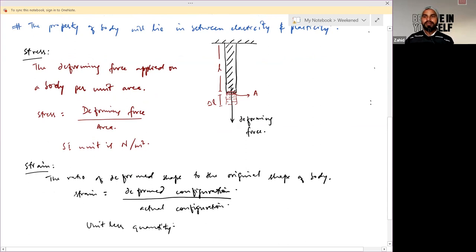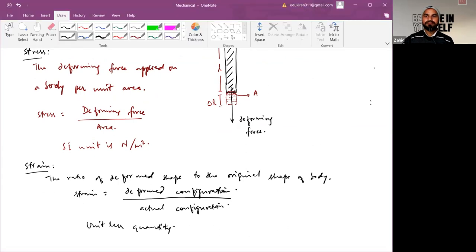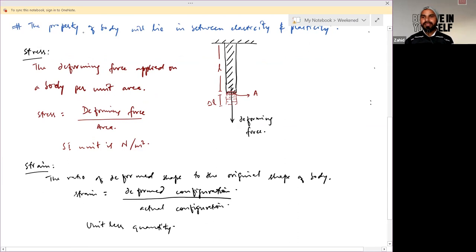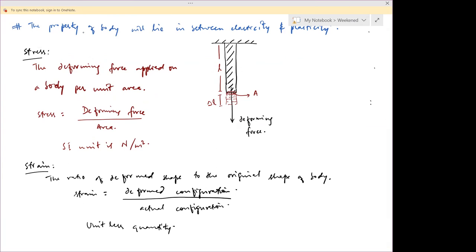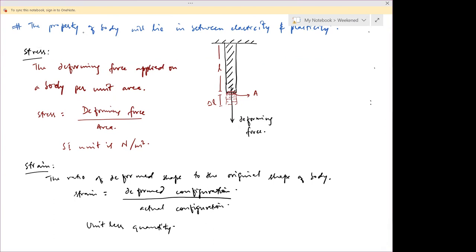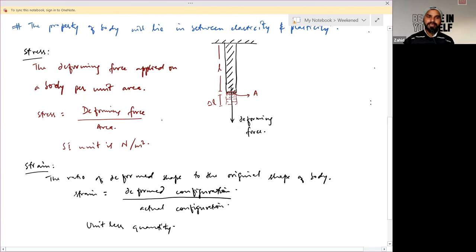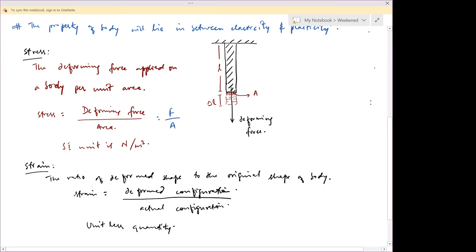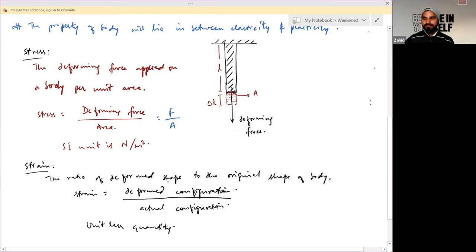Abdul Wahid, is it clear? Or do you have any doubt in stress and strain? Sir, in stress, then it will be delta L divided by L. No, it will be in strain. Okay, then in stress, it will have force divided by area. So force over area. Okay.